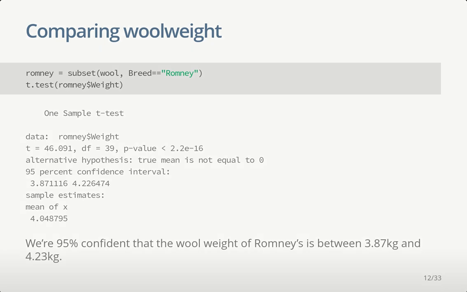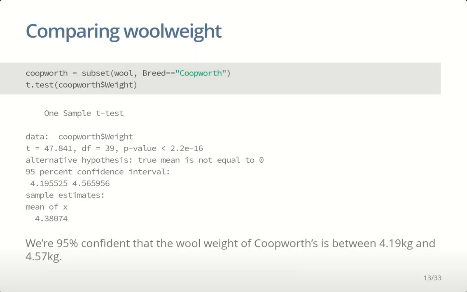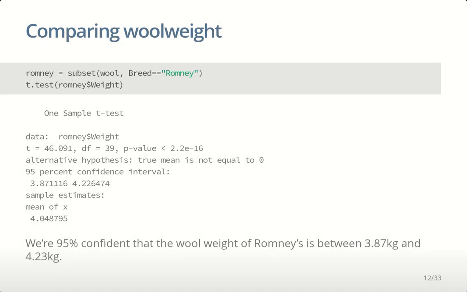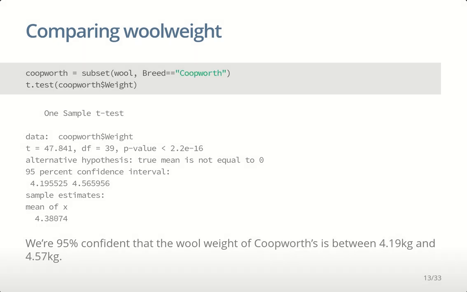And we could do the same thing for the Coopworths. Here we subset out just the Coopworths, and we do a t-test on the weight variable, and we get 4.2 to 4.6. So again, we're 95% confident that the Coopworths mean is between 4.2 and 4.6 kilos. Now these don't overlap much, do they? This one goes up to 4.23, and this one goes down to 4.19.